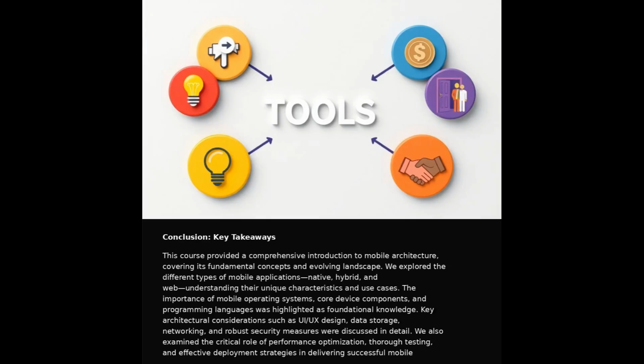Conclusion. Key takeaways. This course provided a comprehensive introduction to mobile architecture, covering its fundamental concepts and evolving landscape. We explored the different types of mobile applications, native, hybrid, and web, understanding their unique characteristics and use cases. The importance of mobile operating systems, core device components, and programming languages was highlighted as foundational knowledge. Key architectural considerations such as UI, UX design, data storage, networking, and robust security measures were discussed in detail.